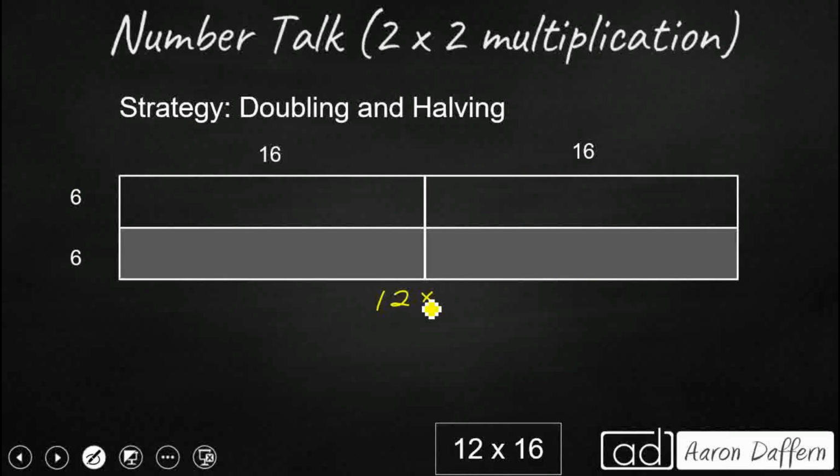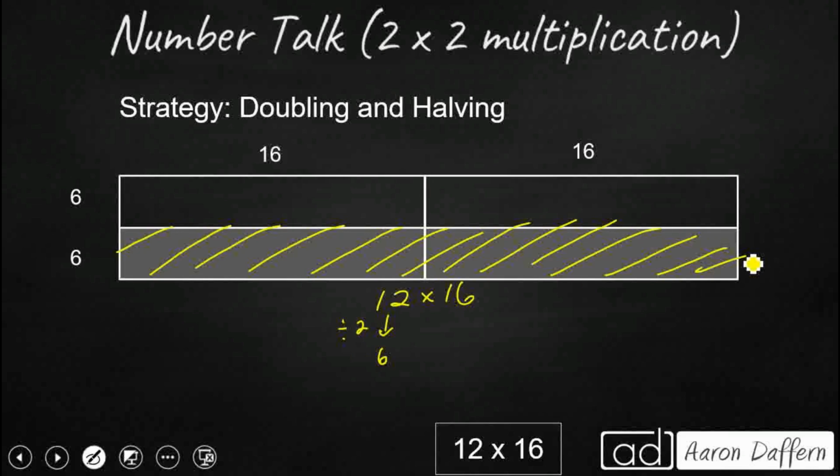Since both of our factors are even, we could do it both ways. This time, we're going to take our 12, and we're going to cut that in half. That's why we've got this 6 as a gray line right there, which means we're going to take our 16 and we're going to double it. So we're going to take our 16 and double that up to 32. That's why we got 2 16s.